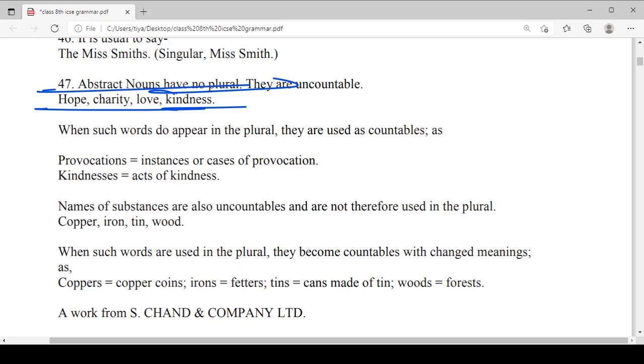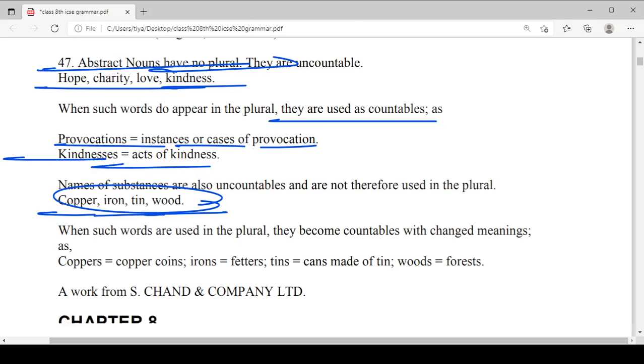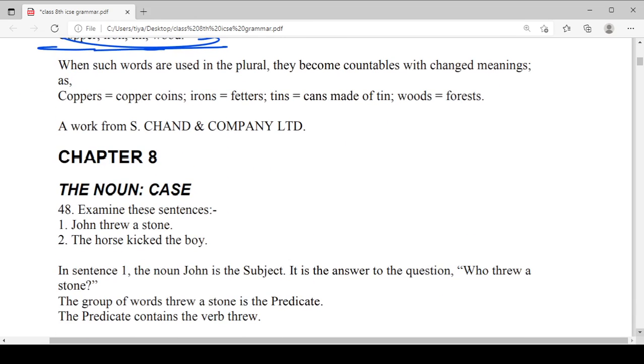Simply we can say, when such words do appear in the plural, they are used as countable nouns, as provocations, instance or case of provocation, kindness, act of kindness. Okay, names of substances are also uncountable, like copper, iron, tin, wood, furniture. In this example, these are also called material nouns, but they are uncountable. And what are uncountable nouns? Nouns that cannot be counted are called uncountable nouns. Okay, so we have finished our chapter on noun, the numbers of the nouns, the numbers of the gender.